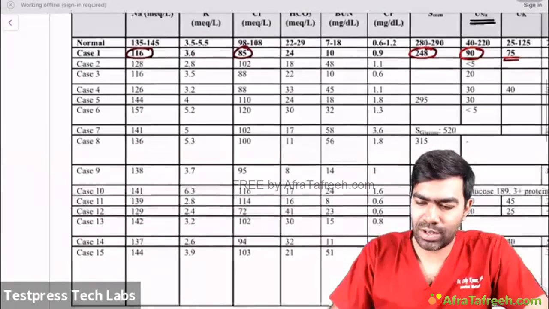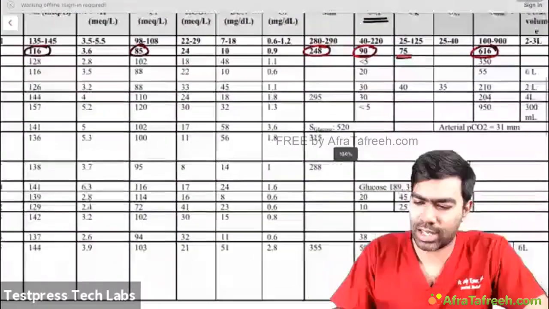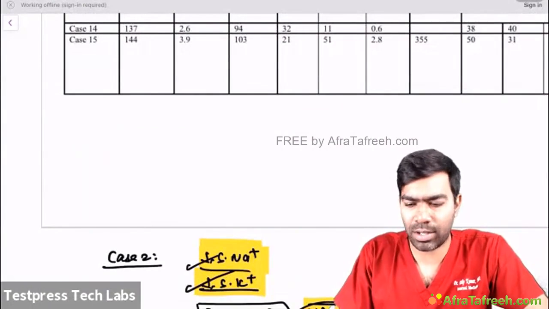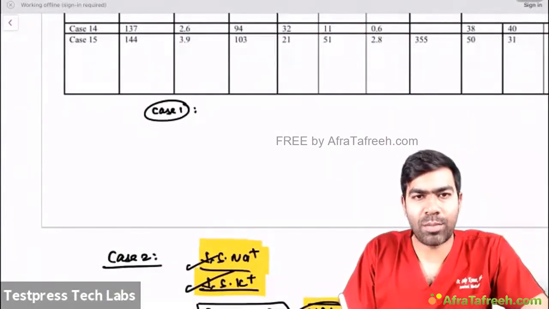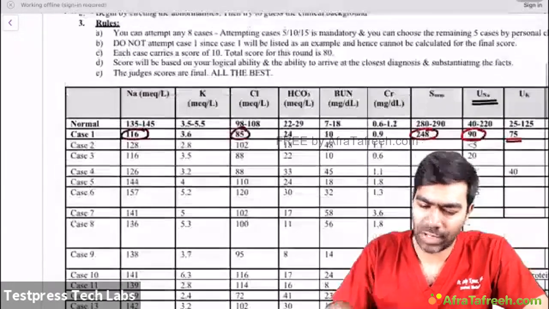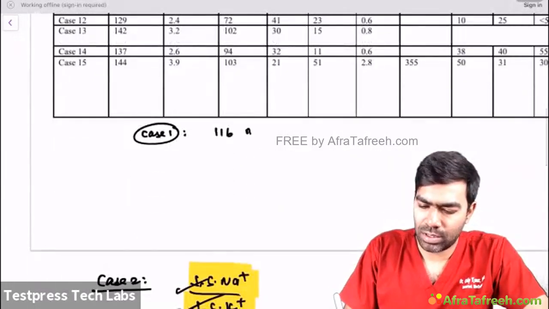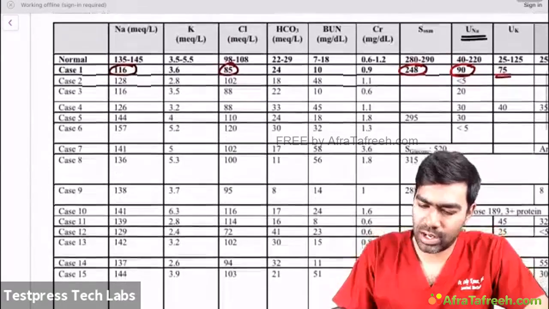So based on the available data, let us try to evaluate what's happening here. I don't think it's a case of acidosis or some other acid-base problem. This is basically a case of hyponatremia. If you want to know case number 1, this is basically a case of hyponatremia where the patient is having, I think, a sodium of 116. It's a little severe hyponatremia. Still, I cannot rule out an acid-base disorder.